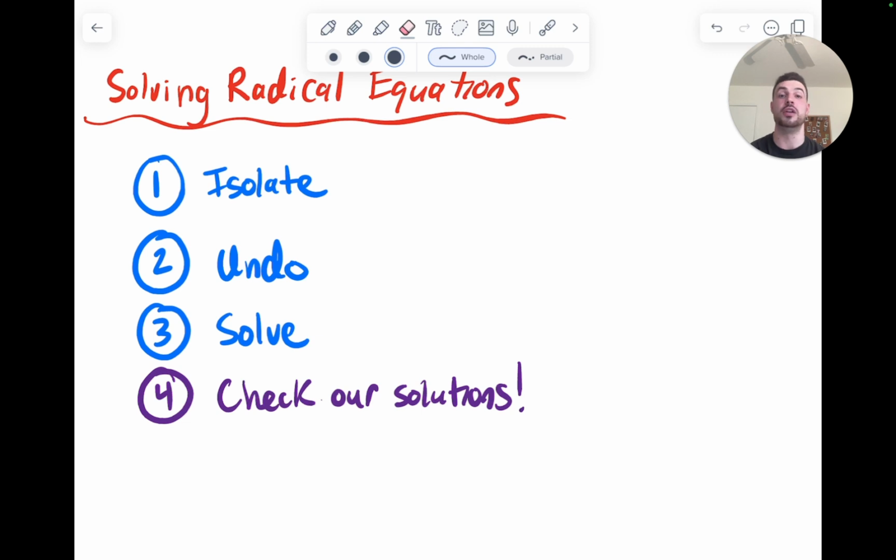We want to undo that using the opposite, so using the inverse. Well, radicals and exponents are going to undo each other. So if you have an exponent, use a radical to get rid of it. If you have a radical, use an exponent to get rid of it. Once we do that, we should be able to finish and solve the problem. And then lastly, go ahead and check your work.